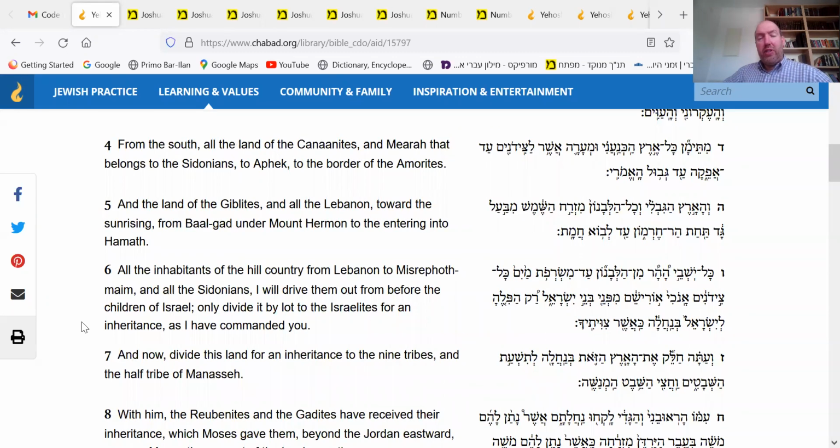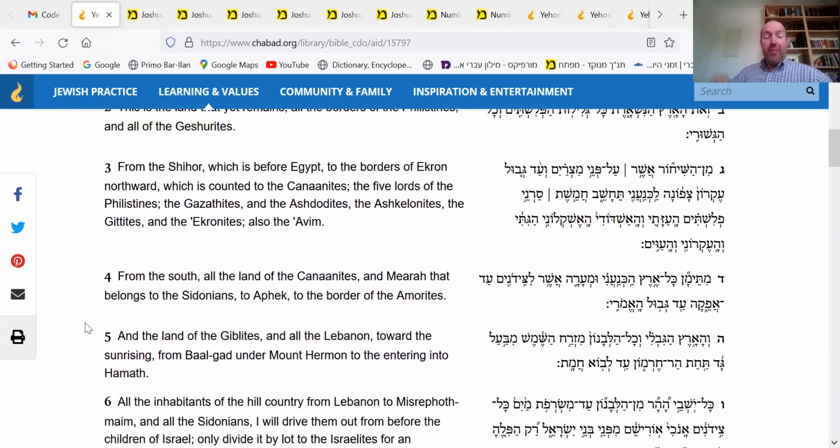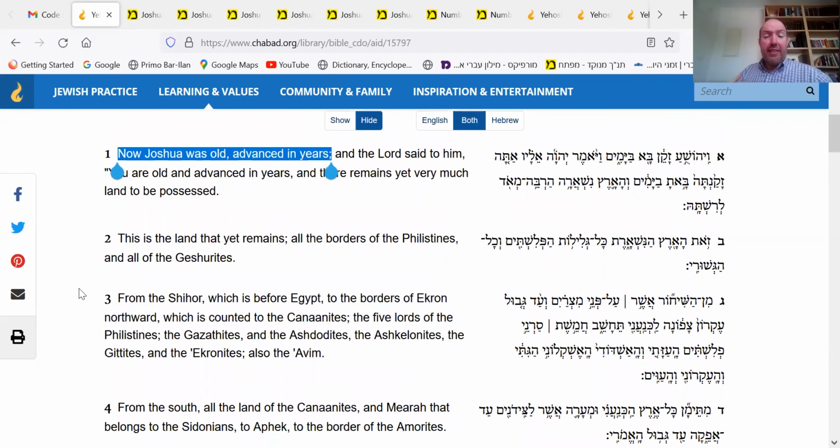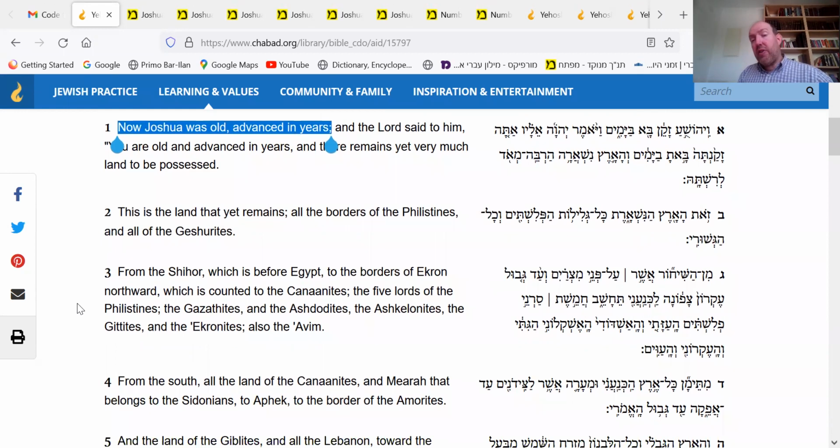So we have an opening, which is actually a command by God to divide the land by inheritance. But what's interesting is God opens the command with a description of the land that has not yet been conquered. So it's as if God is telling Joshua, even though the conquest has not concluded, and there's still a lot to do, nevertheless, don't delay and let us continue now with the allotment of the land.